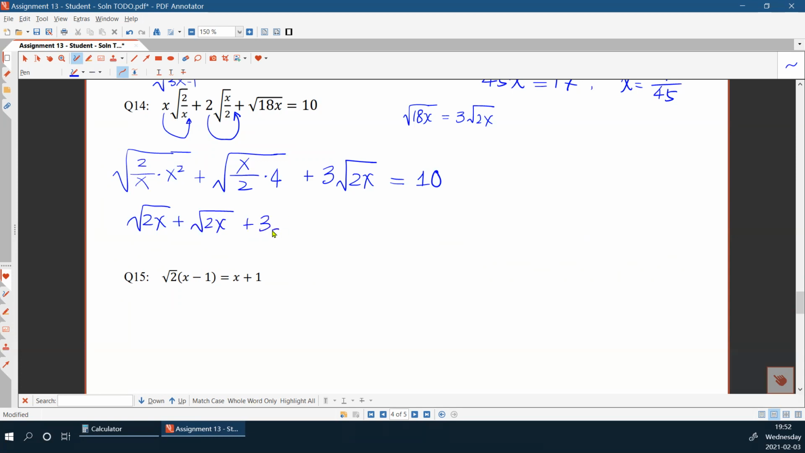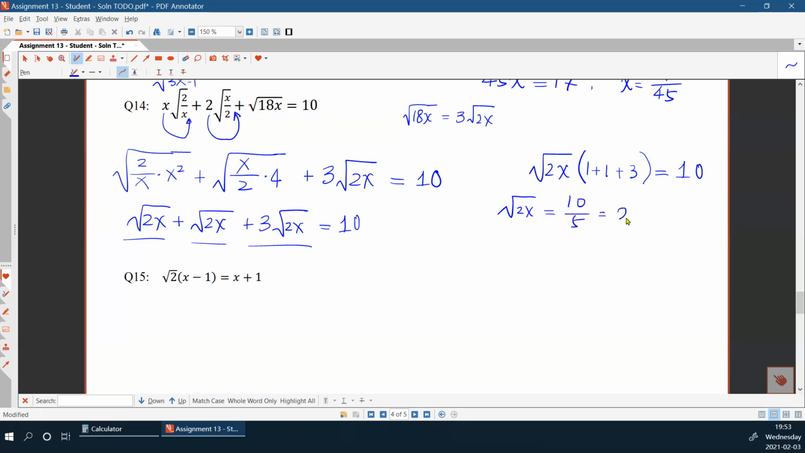Okay, next, 3 times square root 2x equals 10, right? Now can you see how to solve it? 1 times square root 2x, 1 times square root 2x, 3 times square root 2x. So the common factor is square root 2x, right? So according to the distributive law, we can put it in front. And what's left in the brackets? It's 1 plus 1 plus 3, right? Equals 10. Okay, so this means square root 2x is 10 over 5, which is 2, right?